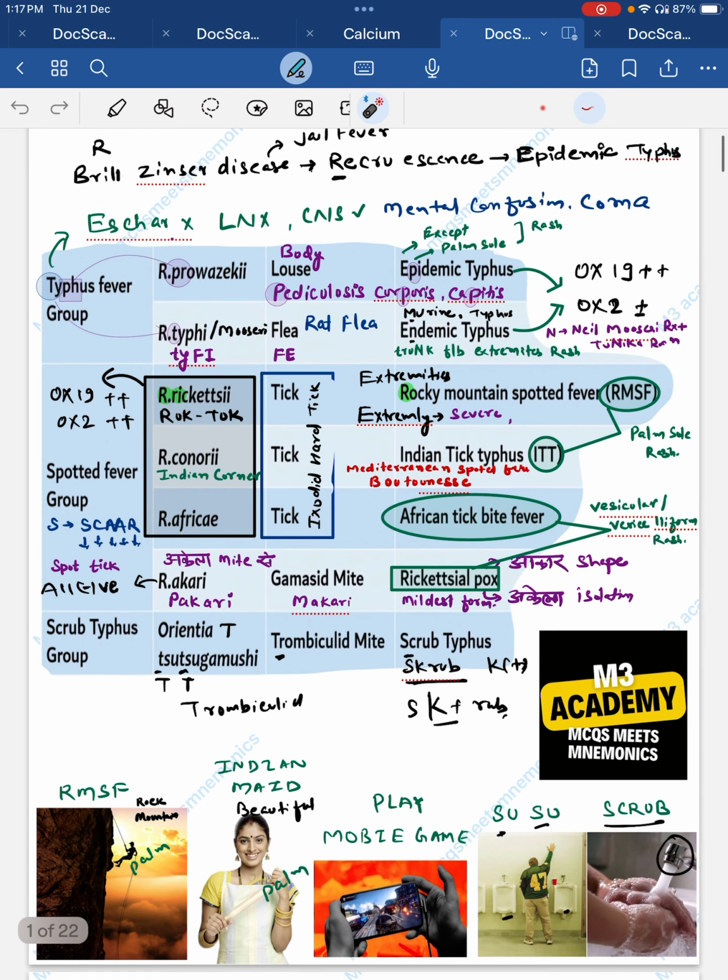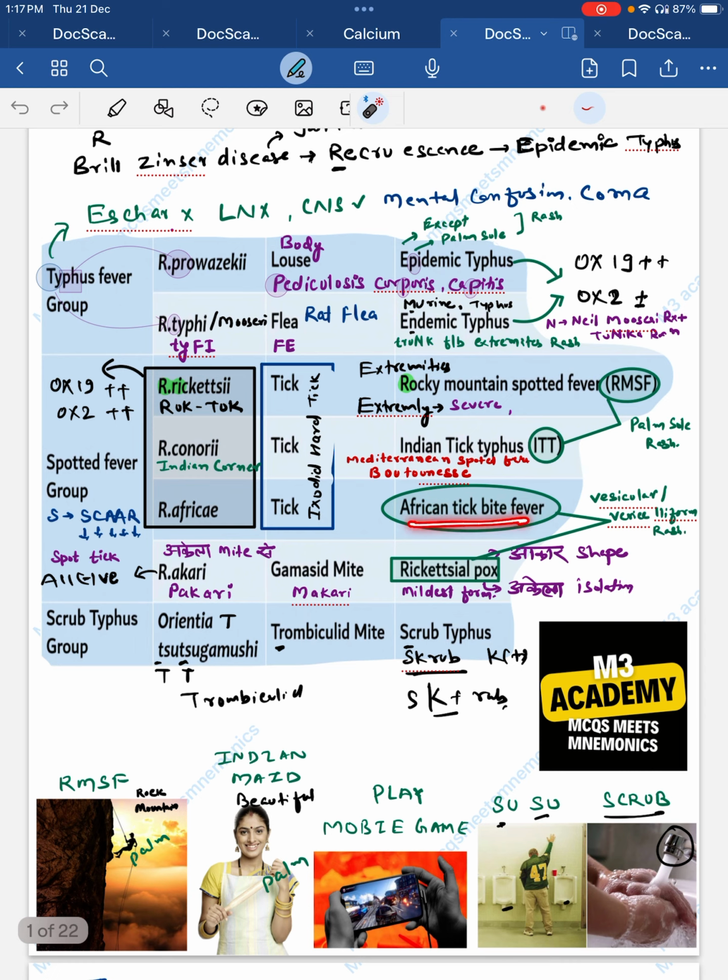So now we have African tick bite fever and rickettsialpox. As you know, pox like chickenpox, there is a lesion in the form of vesicular or varicella-like reactions. Is it clear? Now the Weil-Felix reaction. First of all, OX19 is positive, and in the spotted fever group, if you leave out akari, for the rest both OX2 and OX19 are positive. Akari is alone, so it goes negative. All three are negative in the Weil-Felix reaction.